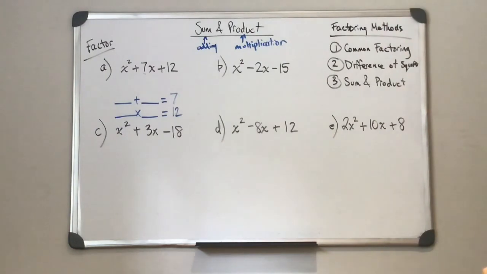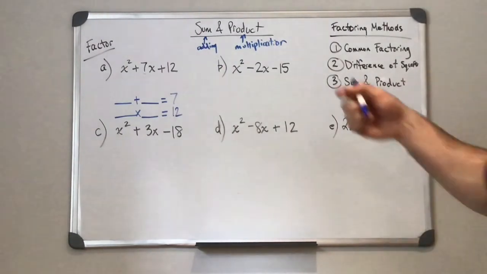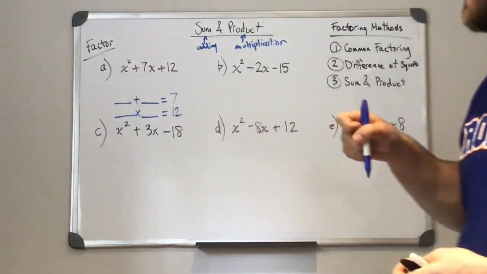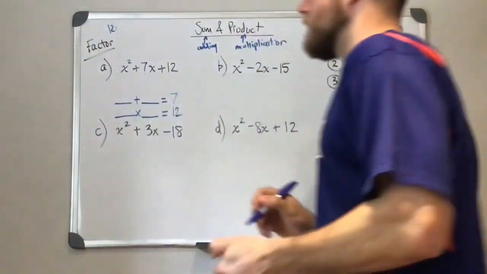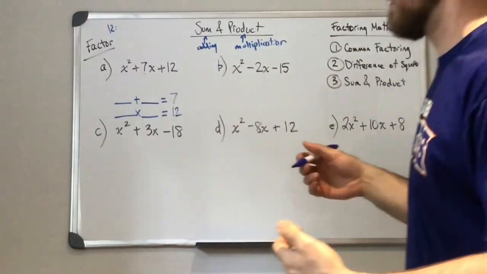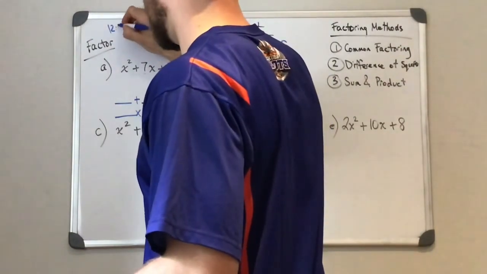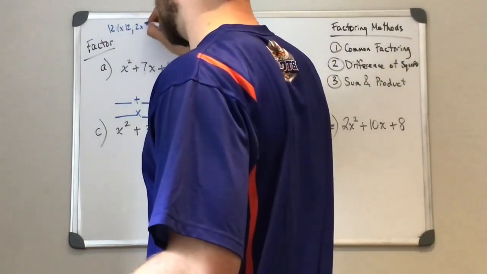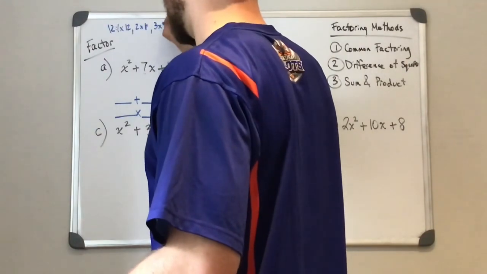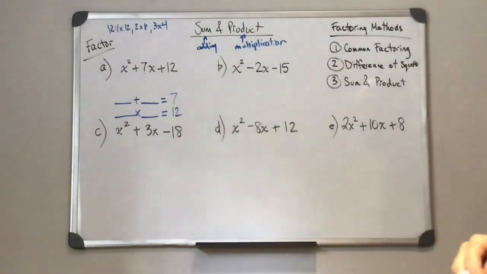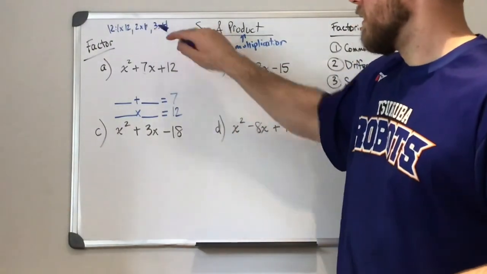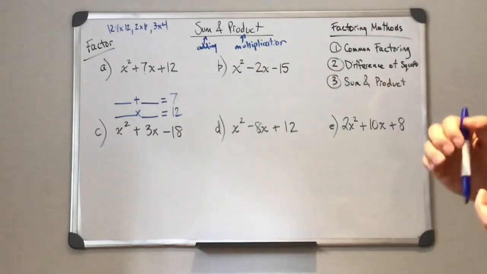So now we've got to come up with some numbers. What multiplies to 12 but also adds to 7? The best way to do this is to focus on the multiplication part first. If I look at 12 and break it down into its factors, how can we get 12 as a product? We could do 1 times 12, 2 times 6, 3 times 4, and those are all of our ways of getting 12. Now, do any of these choices also add to 7?